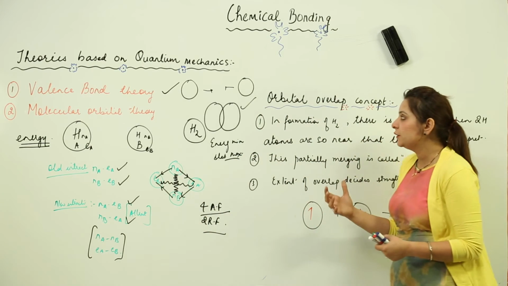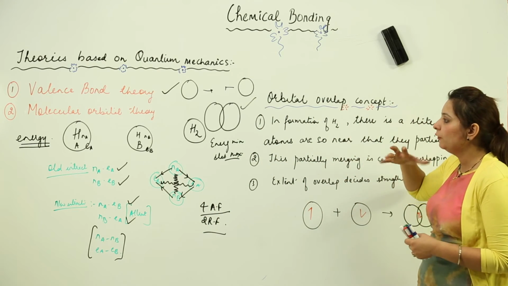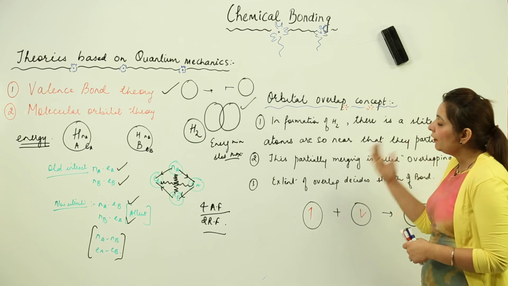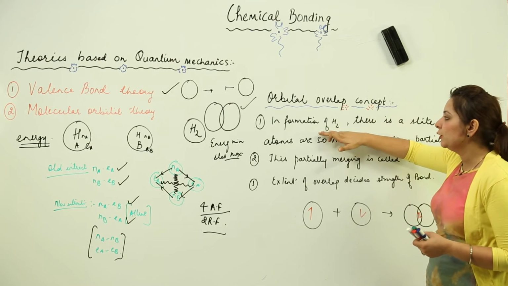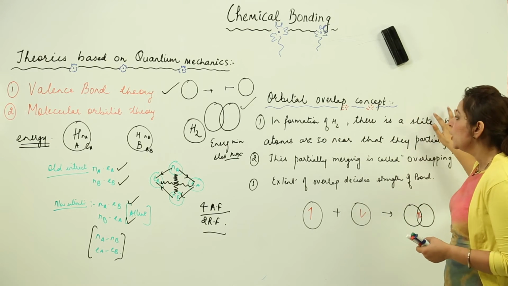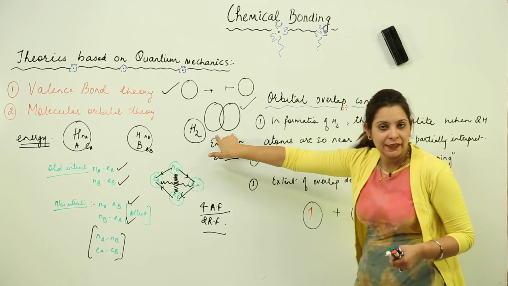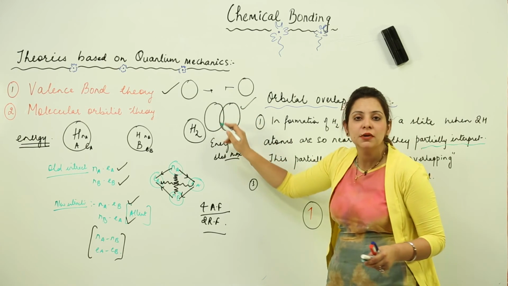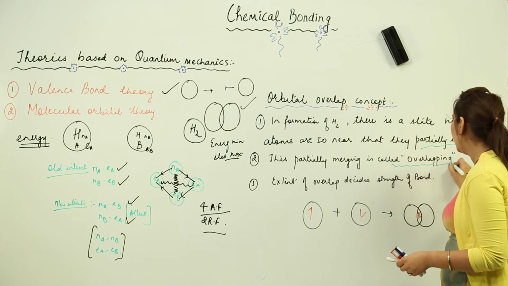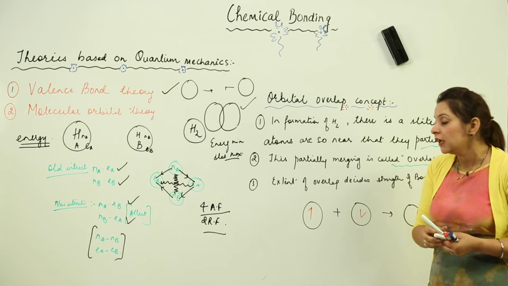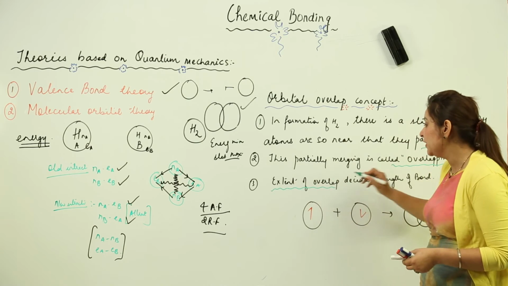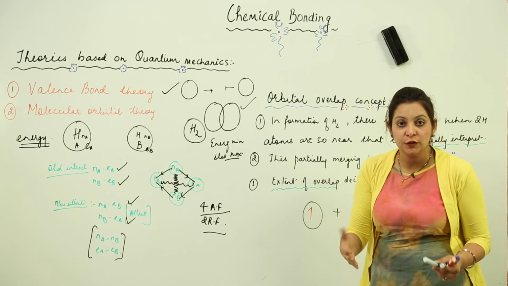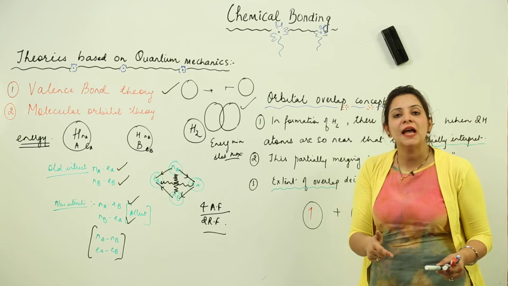Now if we talk about the overlapping factor, it is that when the hydrogen molecule is formed, we see that there is a state when the atoms are so near, like this, that they partially merge, as you saw. This partial merging is called overlapping. And the extent of overlapping decides the strength of the bond. That means the more the overlapping, the stronger the bond, and the less the overlapping, the weaker the bond.